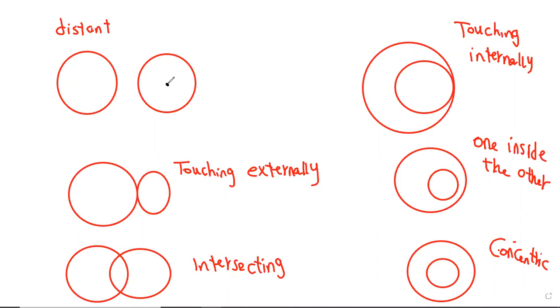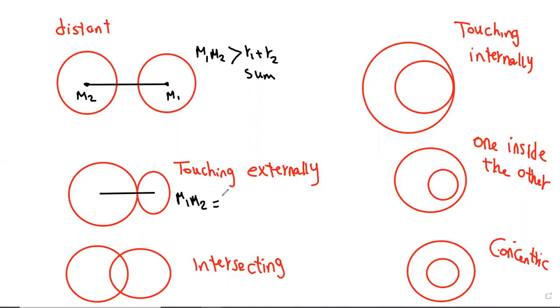In the two distant circles, I'm talking about the line of centers, M1, M2. This is called the line of centers, M1 and M2. The length of this line segment, the line joining the two centers, is called the line of centers. M1, M2 is greater than R1 plus R2, greater than the sum of the two radii. And if they are touching externally, then M1, M2, the line of centers, equals R1 plus R2, equals the sum. Here, greater than the sum, and here M1, M2 equals the sum.